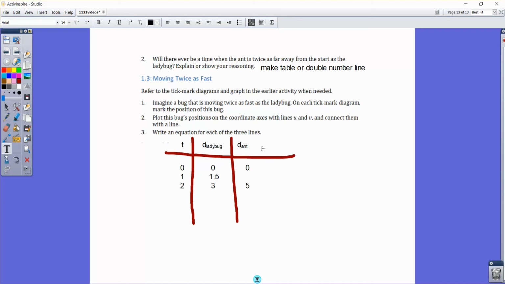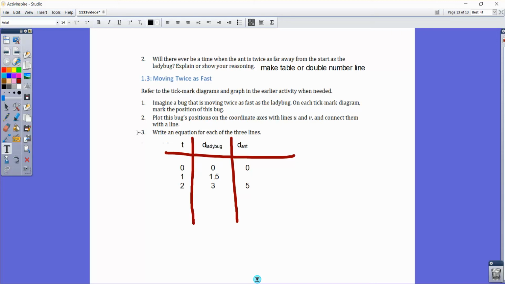So we know the Ladybug is moving 3 centimeters every 2 seconds. So every 2 seconds, this bug would be moving 6 centimeters, okay? Mark the position of this bug, plot the positions on the coordinate axis with lines U and V, and connect them with a line, and write an equation for each of these 3 lines.